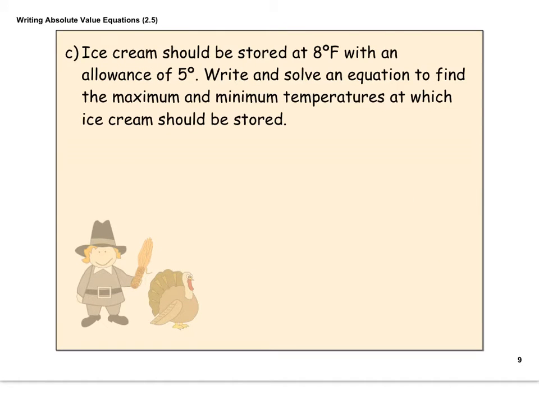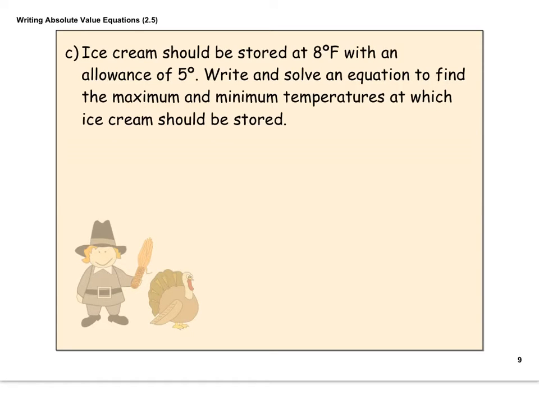All right, our last example is something that I had to take care of when I was manager at Dairy Queen when I was in college, about the temperature that we stored our ice cream at for the best maximum flavor, basically. But according to this word problem that I took from the book, it says that ice cream should be stored at 8 degrees Fahrenheit with an allowance of 5 degrees. Write and solve an equation to find the maximum and minimum temperatures at which the ice cream should be stored.